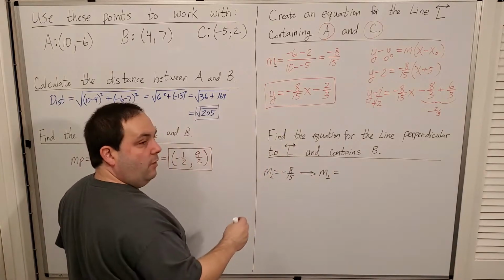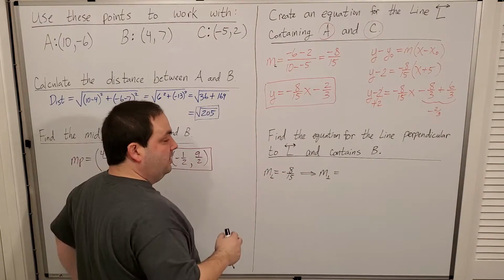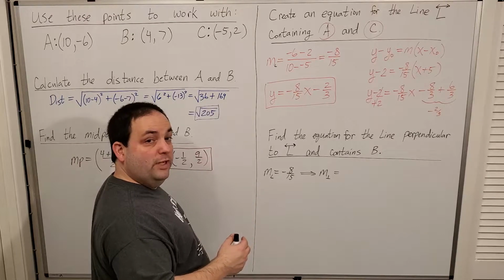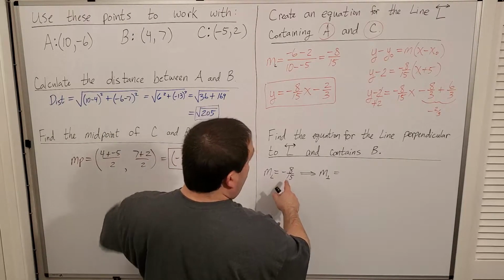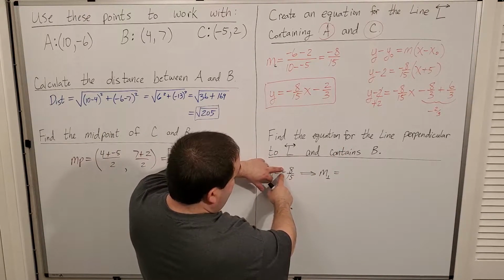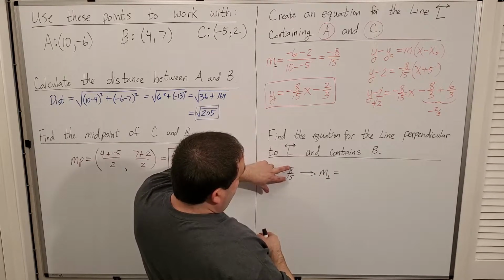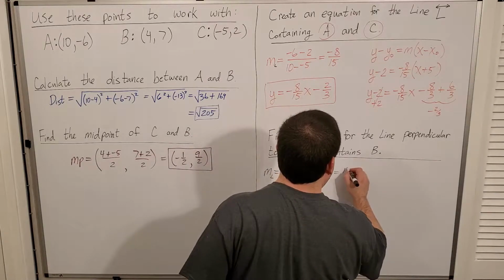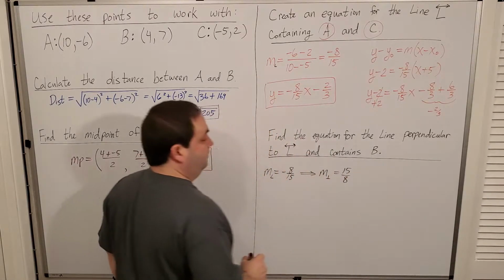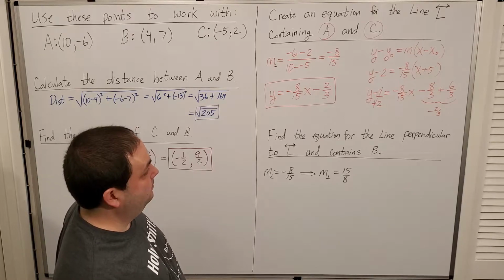I'm doing that so that you can see that I've changed it. You don't actually have to write it every time, but it is a good thing to keep informed whoever's going to read your paper. Remember, perpendicular means I'm going to do the opposite. So instead of negative, this will be positive. And I've got to do the reciprocal. So 15/8 is the slope that I'll be using.